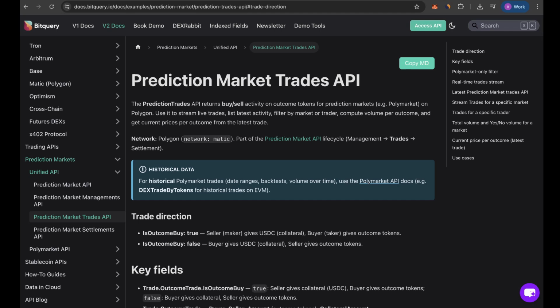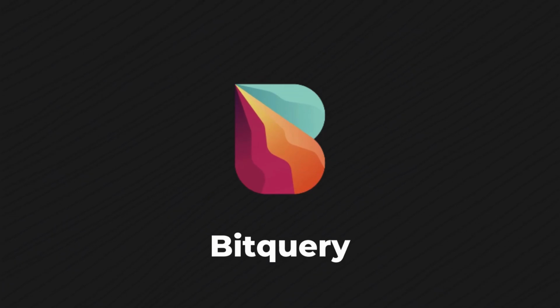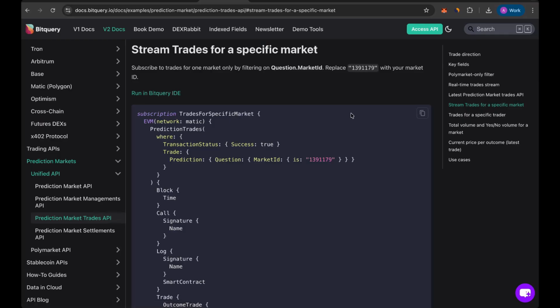Hey everyone, this is part 3, the Prediction Trades API for tracking all buy and sell activity on prediction markets. This API shows who's trading, what outcomes they're buying or selling, trade amounts in USDC, and real-time prices. Let's see 4 powerful queries.